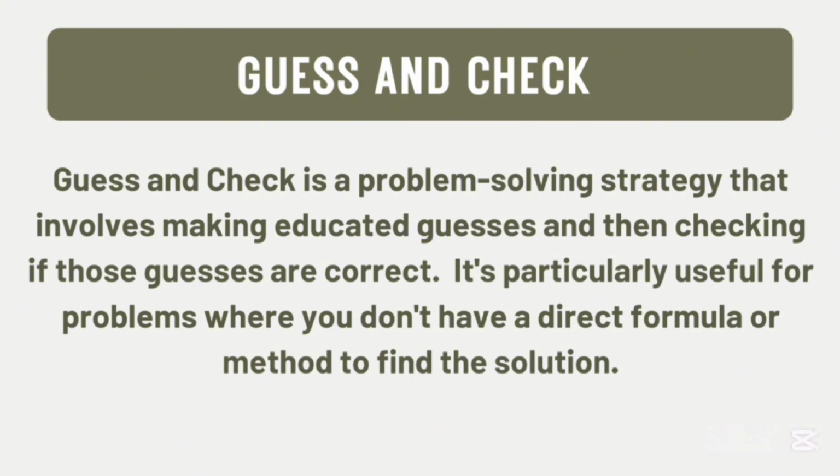So this is the definition of guess and check. Guess and check is a problem-solving strategy that involves making educated guesses and then checking if those guesses are correct. It's particularly useful for problems where you don't have a direct formula or method to find the solution. So let's proceed to our guidelines that can help us solve our problem.